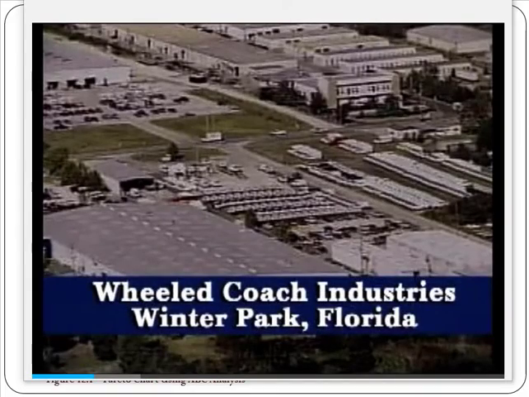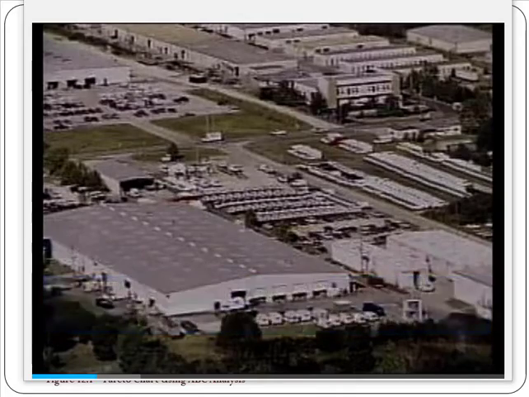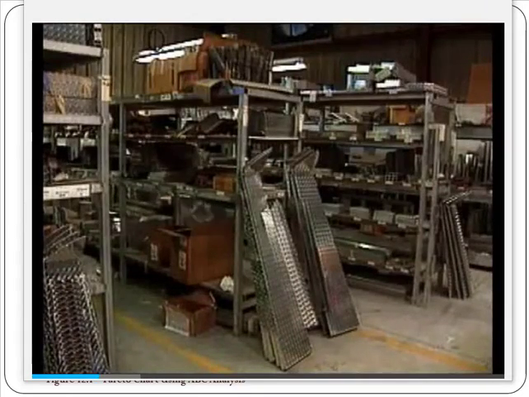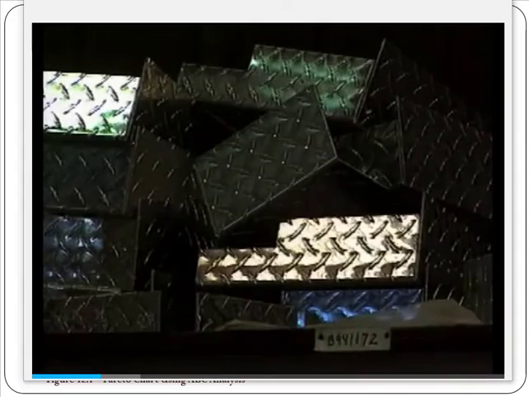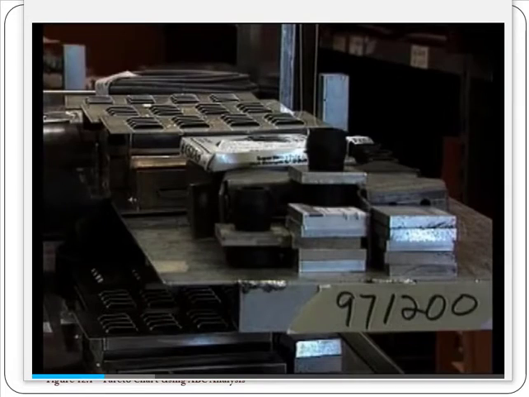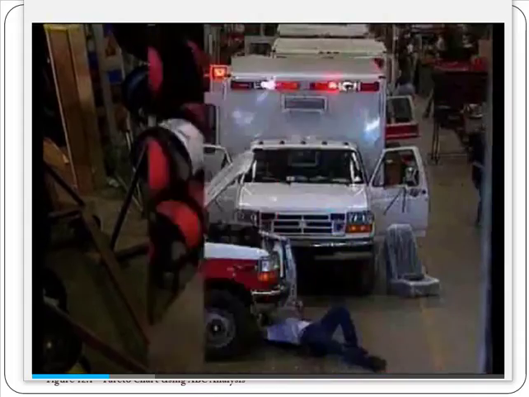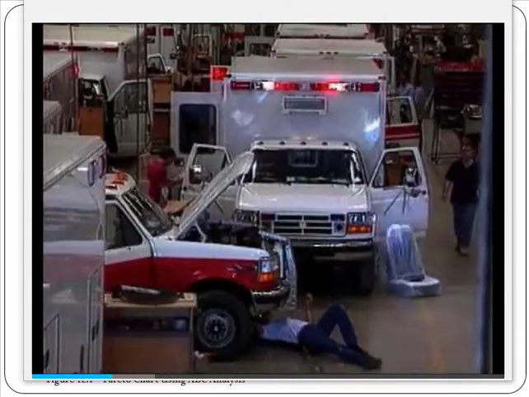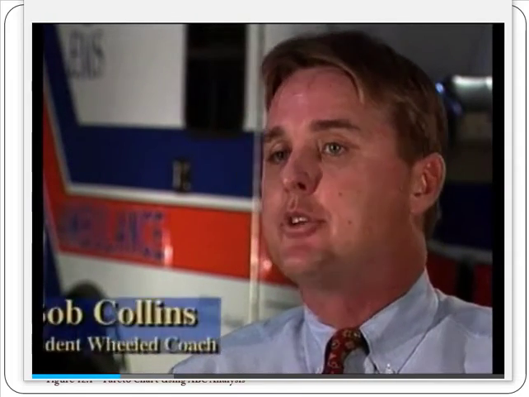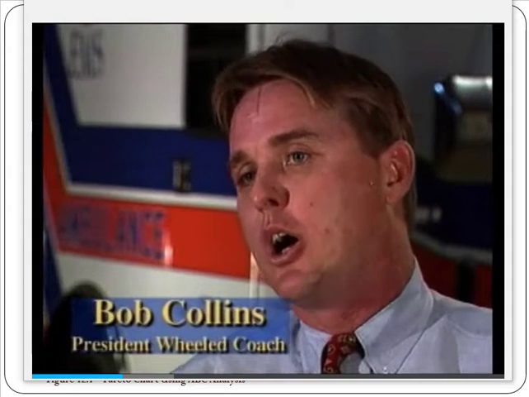Wheeled Coach Industries of Winter Park, Florida uses a number of inventory management policies. The company has close to 7,000 parts or stock-keeping units supplied by vendors that are needed to manufacture the company's product, custom-made ambulances. As a custom manufacturer of emergency vehicles, every one of our products is different. Obviously, that's going to put a great deal of demands on our material planning processes.